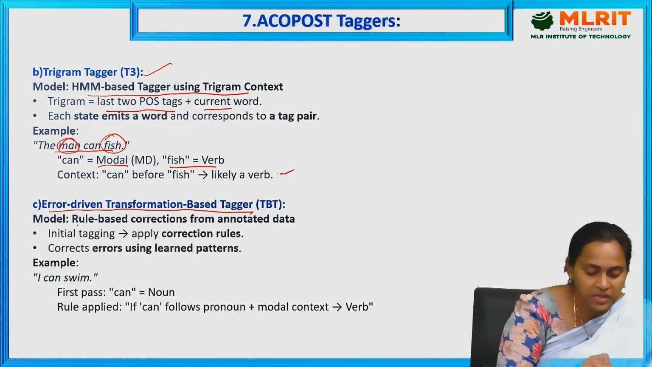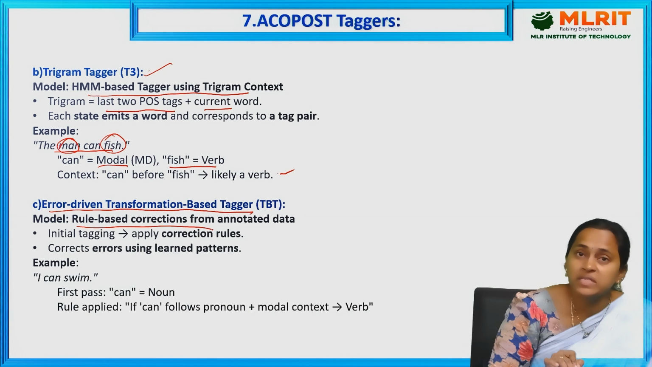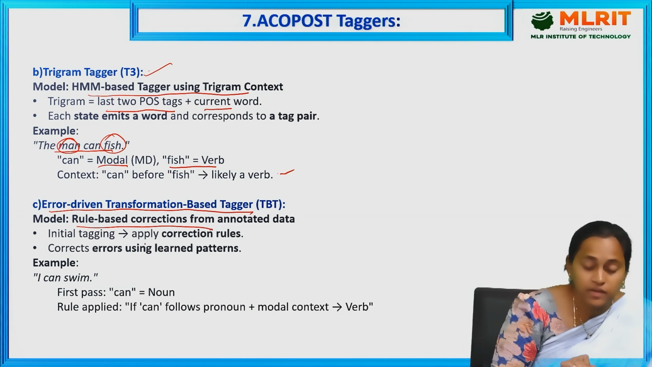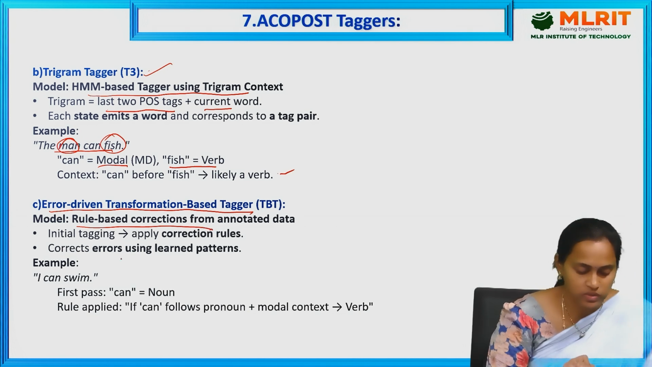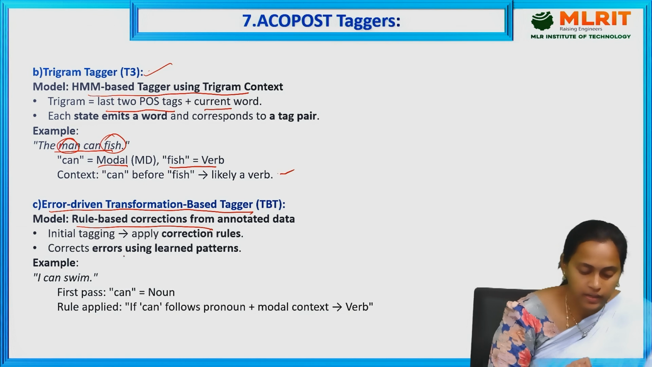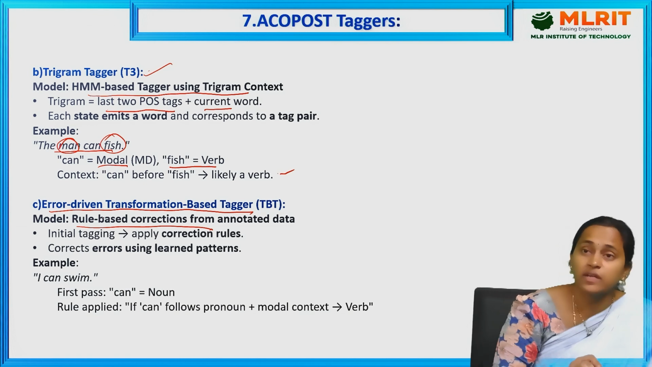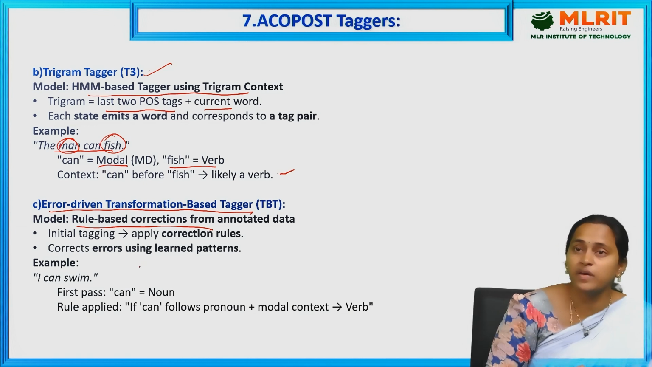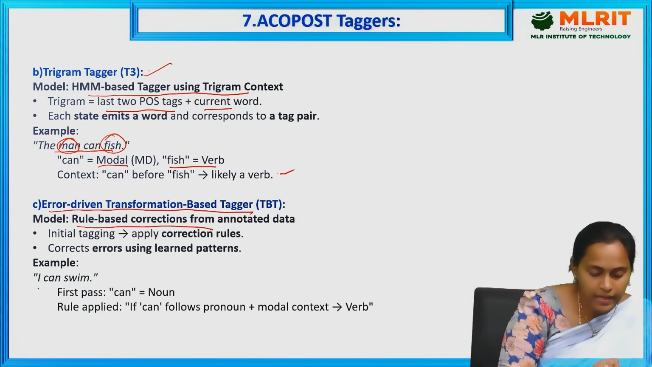See here, next one, error driven transformation tagger. What is the meaning of error driven? It is mainly based on rule based corrections. Initial tagging is done, then all the correction rules are applied. So whenever we are correcting errors, usually by using this we can find those particular errors and rectify them.